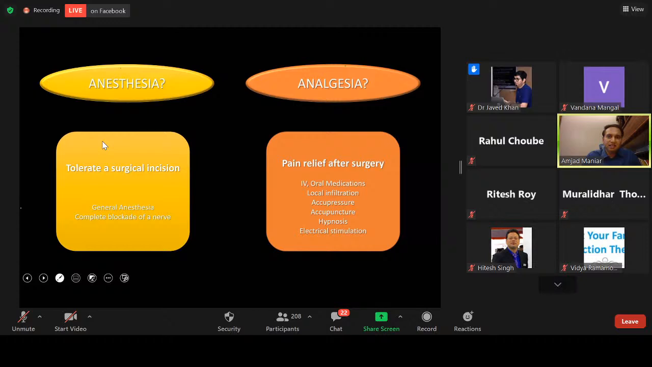Anybody can do it. You don't need to be an anesthesiologist to give analgesia. You can give IV or oral medications. People say you can do acupressure, acupuncture, hypnosis, funny things like that, which provide analgesia. And in the end, you might just have a patient who is really tough after surgery. He doesn't need much analgesia. So analgesia is a very vague term. We don't have clear definitions of it. And here we are with fascial plane blocks providing analgesia.